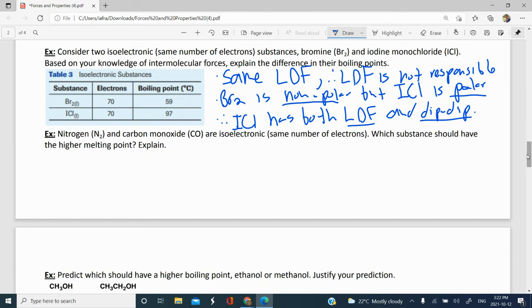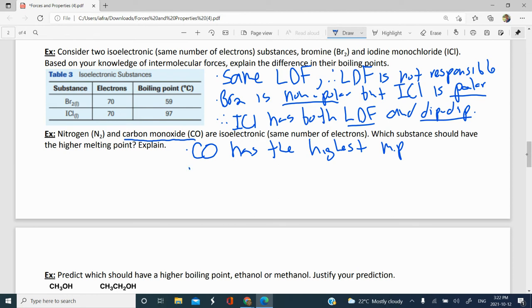So our next question was between N2 and CO. So they're isoelectronic. Which substance should have the higher melting point and why? So we had said that we believe that carbon monoxide should have the highest melting point. So that would be our first part. CO has the highest melting point.